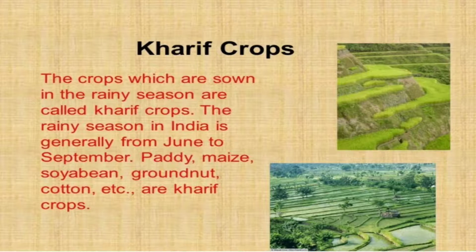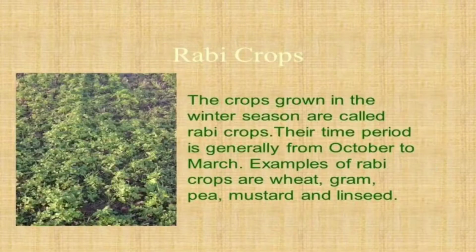Okay, paddy, soybean, groundnut, cotton, etc. are Kharif crops because they need much rainfall and sunlight also. Okay, then what is a Rabi crop? The crops grown in the winter season are called Rabi crops. The crops that are grown in the rainy season are Kharif crops, and those grown in winter season are called Rabi crops.